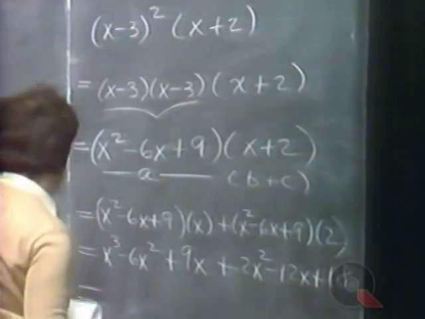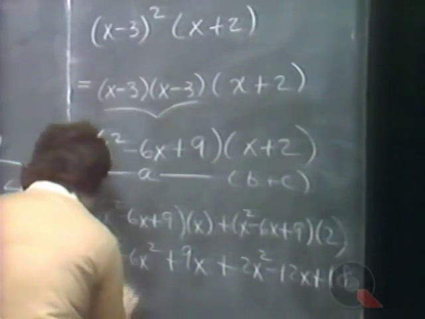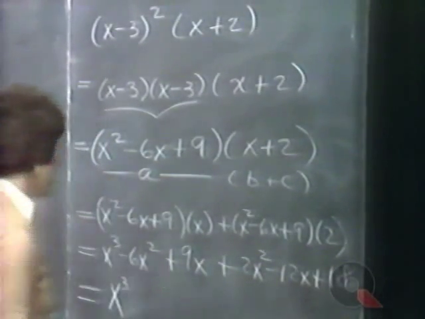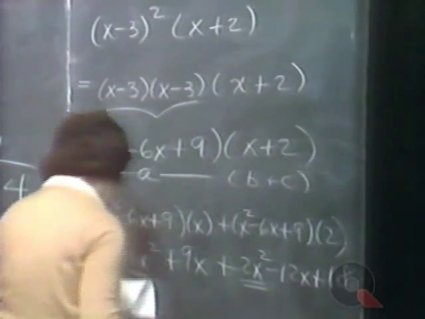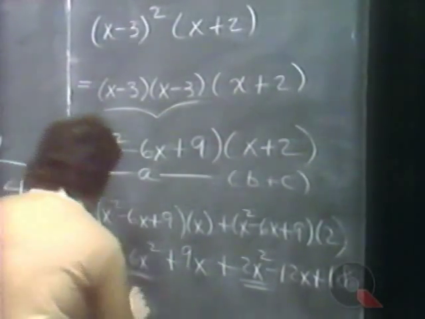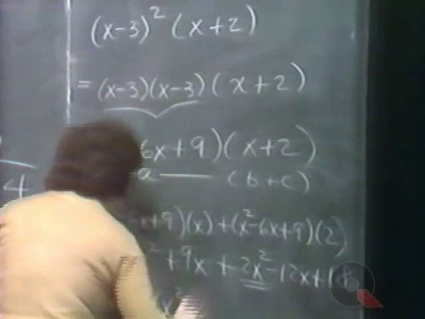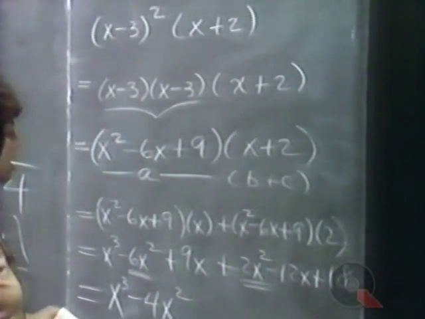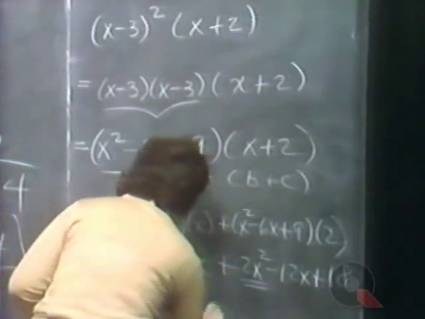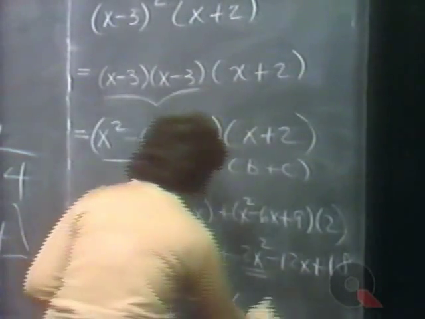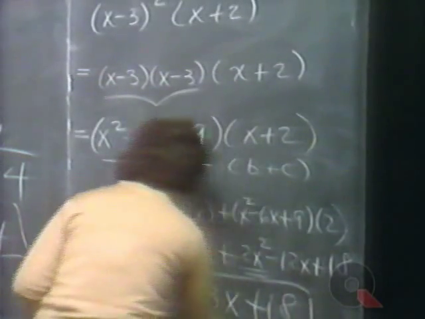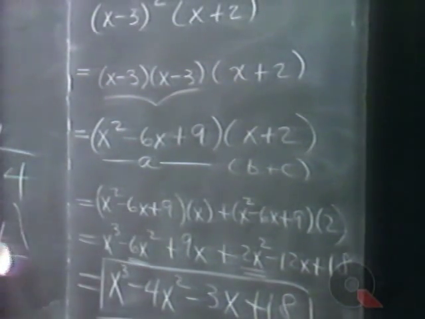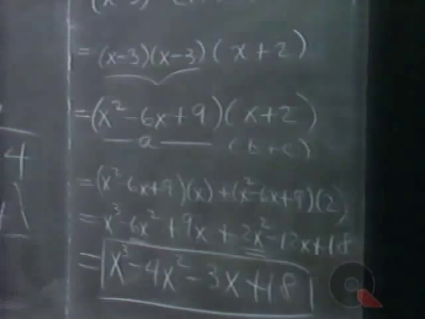Now combining like terms, we have x cubed, no other x cubed terms. For x squared, we have the minus 6x squared and the plus 2x squared, giving us minus 4x squared. Then we have a plus 9x and a minus 12x for minus 3x, and the plus 18. x cubed minus 4x squared minus 3x plus 18.